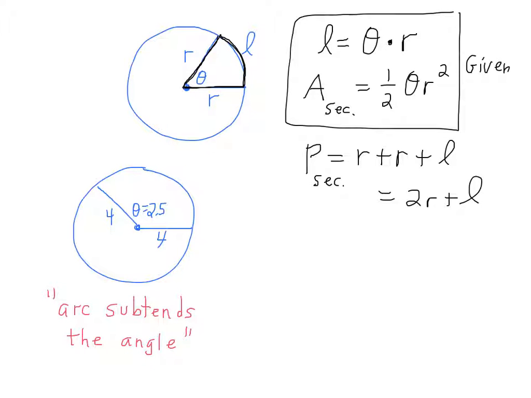Let's look at an example. Here's an example where we have a sector and we know that the angle on the inside is 2.5, and let's suppose that says radians. We know we have a radius of 4.